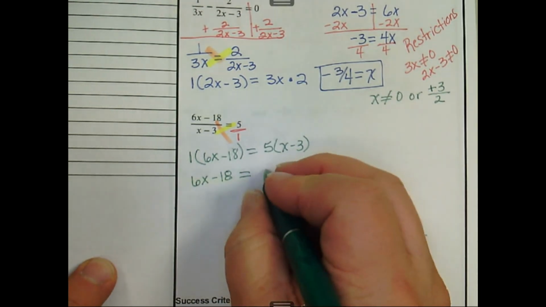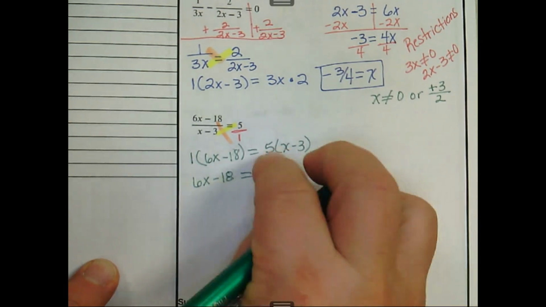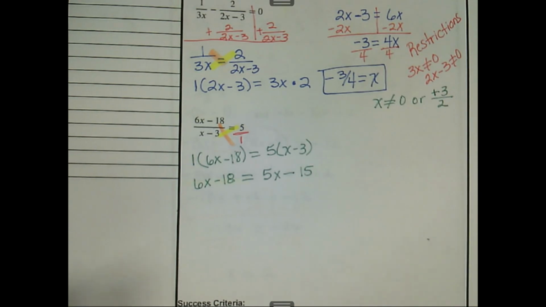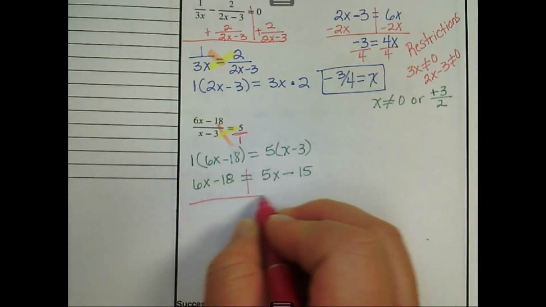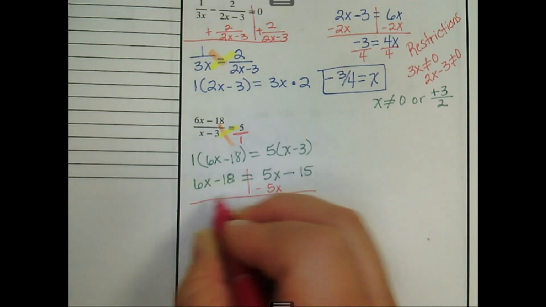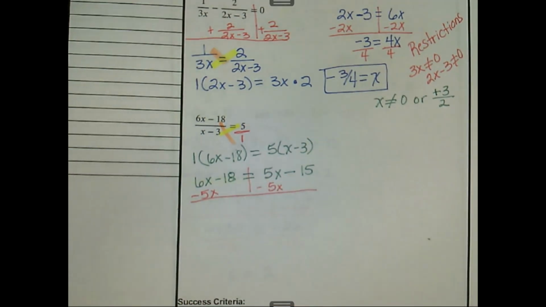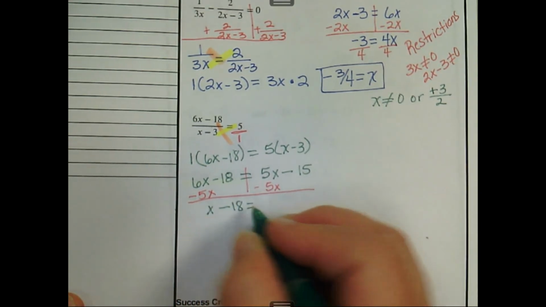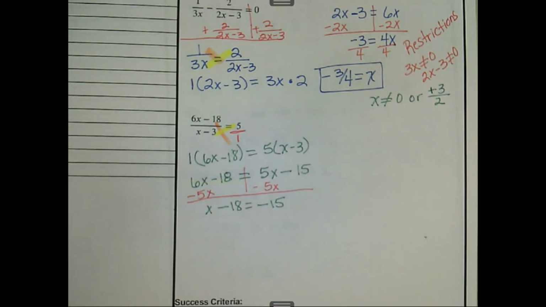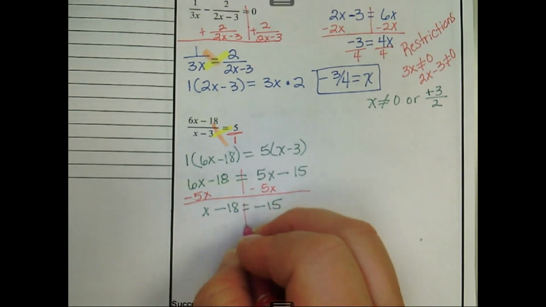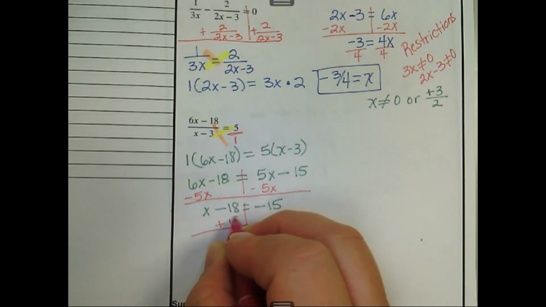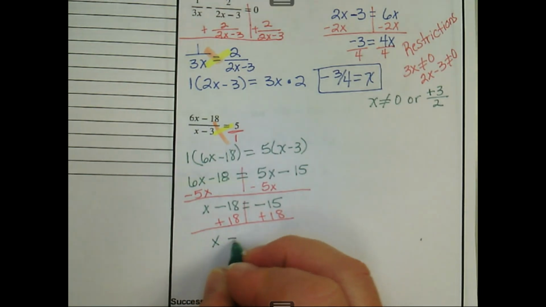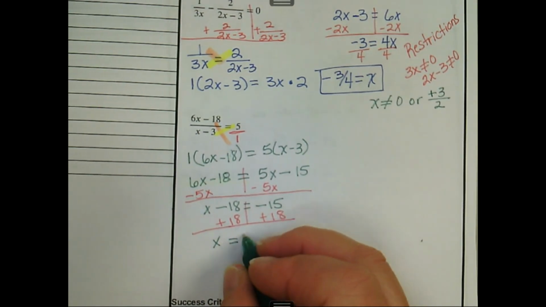5 times x is 5x, minus 5 times negative 3 is 15. Start simplifying. Start solving. Subtract 5x from both sides. x minus 18 is equal to negative 15. Now I add 18 to both sides. x is equal to negative 15 plus 18 is 3.